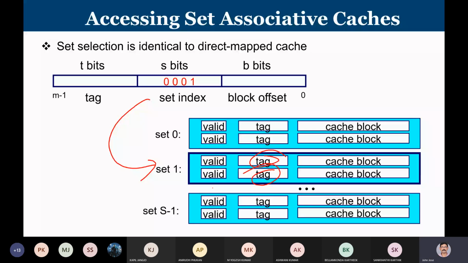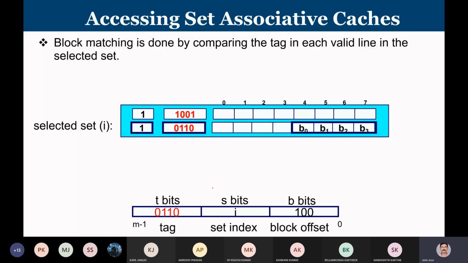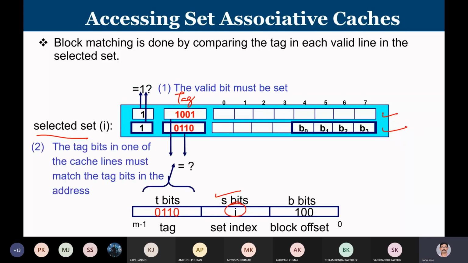Block matching is done by comparing the tag in each valid line in the selected set. Let us say this is the set I'm talking about, set number i. I have selected a set. It is two-way associative, so there are 2 lines saved there. Now how would I do this? There is a tag portion, so I compare the tag in both cases. The valid bit is equal to 1 in both cases. Now I'll search the tag. The tag bits in one of the cache lines must match the tag bits in the address.